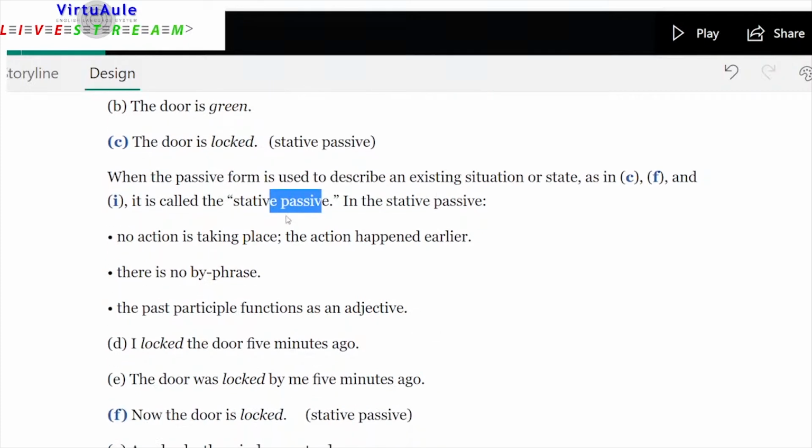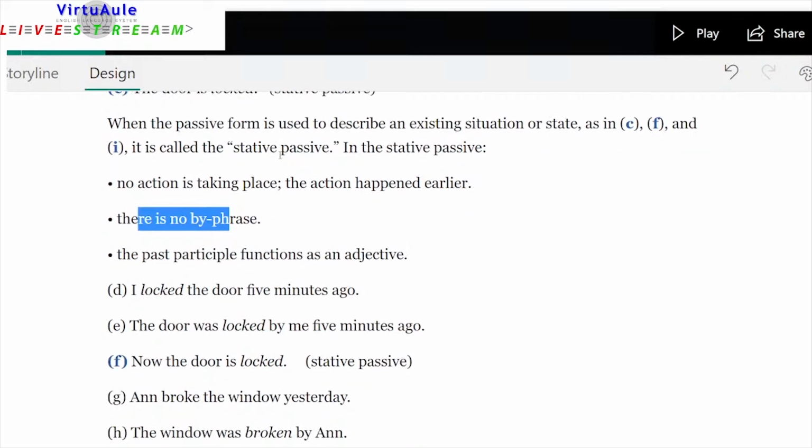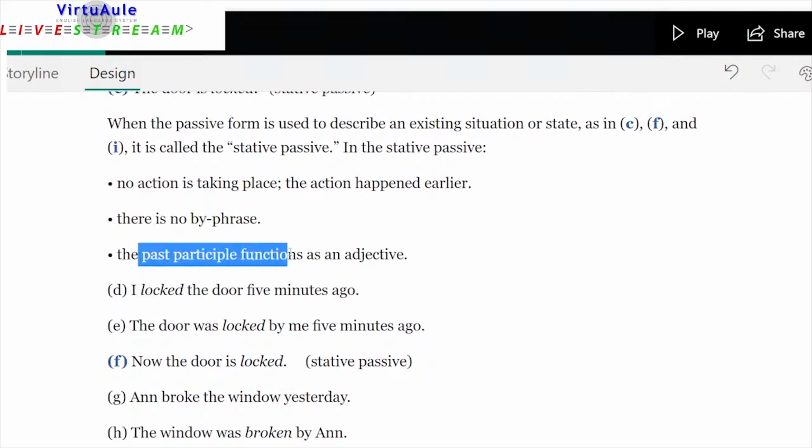In the stative passive, no action is taking place. The action happened earlier, right? The door is locked. It was locked many hours ago. There's no by phrase. We don't say the door is locked by me. The past participle functions as an adjective.